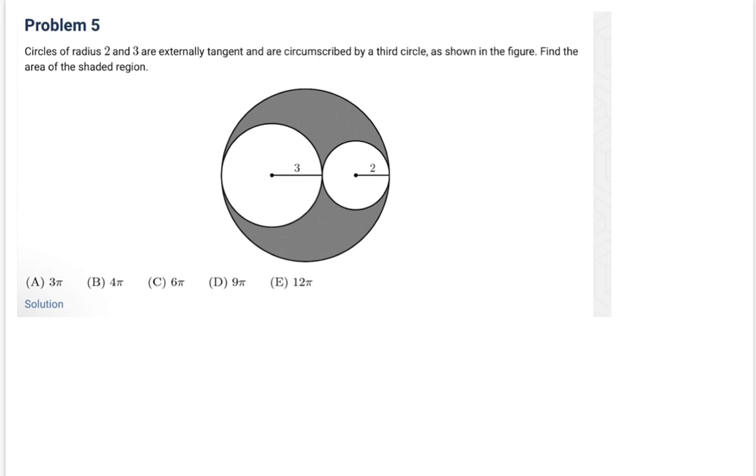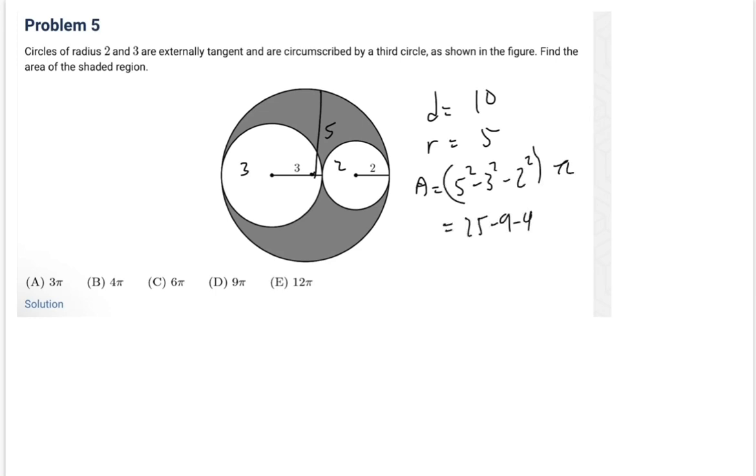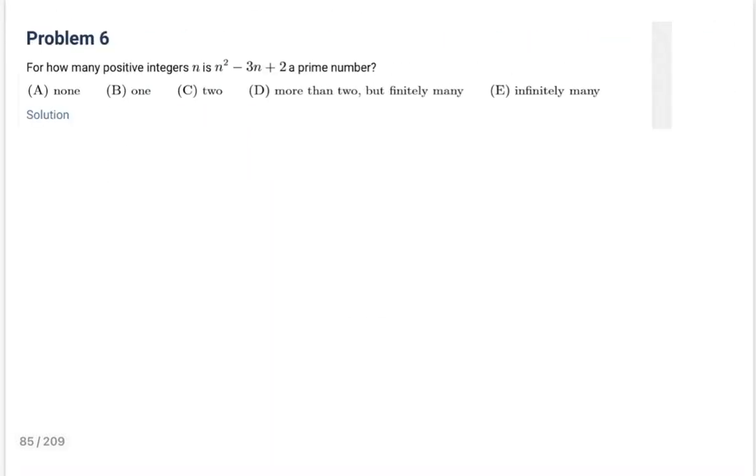Problem number 5, find the area of the shaded region. So they're externally tangent, and so the diameter is 3 plus 2 plus 3 plus 2 is 10, so the radius of the whole thing would be 5. And so the area of the shaded region would be 5 squared minus 3 squared minus 2 squared, and then we have a pi. So it's 25 minus 9 minus 4 times pi, so this is 12. Yes, this is 12 pi. So it's E.